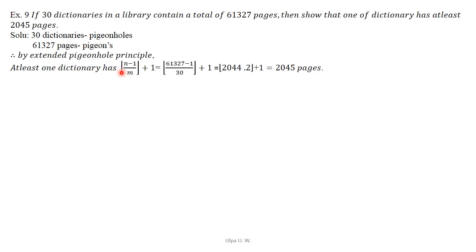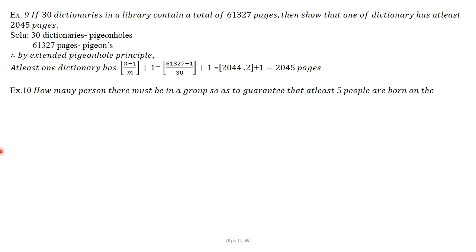floor of (n minus 1) upon m, plus 1. Your n value is 61,327 and m value is 30. Substituting the values, I get the floor of that value as 2044, plus 1, which gives you 2045 pages. So at least one dictionary is going to have at least 2045 pages.